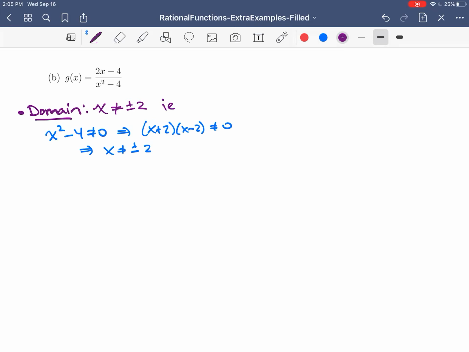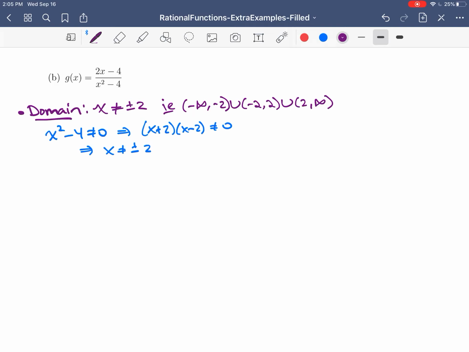Okay, if you wanted interval notation, it would go negative infinity to negative 2, not including negative 2, and then negative 2 to 2, round brackets, so we don't include those values, and then 2 to infinity. Okay, so that's the domain.